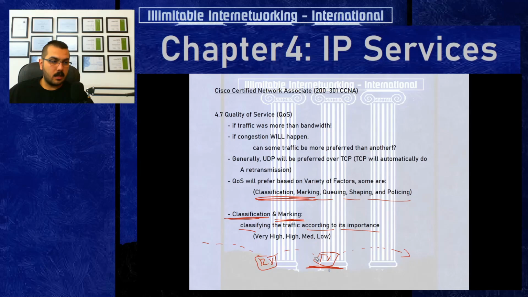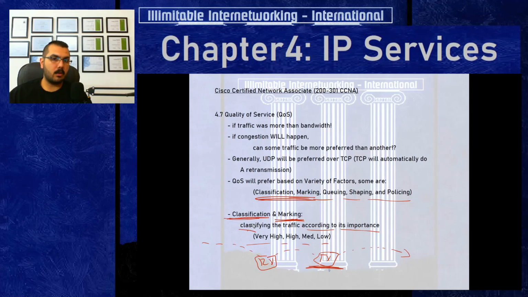And what really happens in this transmission port before sending is classifying and marking. Classifying the traffic according to its importance, maybe low, medium, high, or very high. What I mean by that is that nothing is automatic here. The things that I'm describing right now, just to know for the CCNA exam, are just talk and some description of quality of service. But in CCNP, you will see that all of those are manually configured. Nothing is automatic.